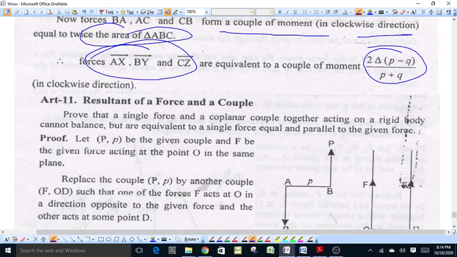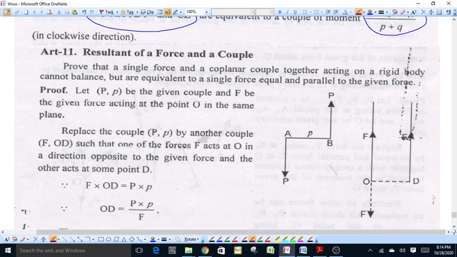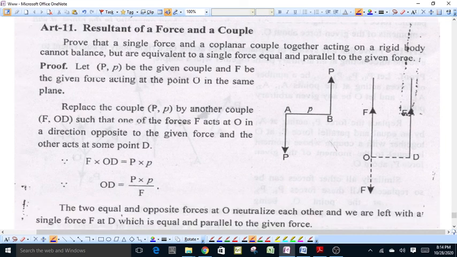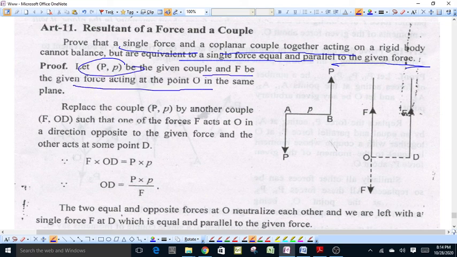Now, what is the resultant of a force and a couple? Suppose we have a single force and a coplanar couple together acting on a rigid body. They cannot be balanced, but they are equivalent to a single force equal and parallel to the given force. Suppose PP is the given couple and F is the given force acting at a point A in the same plane.